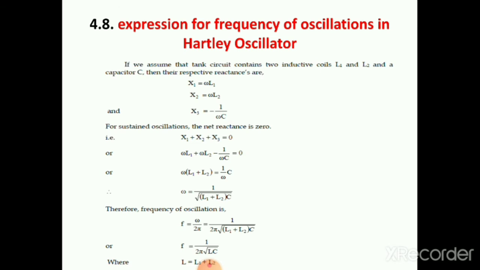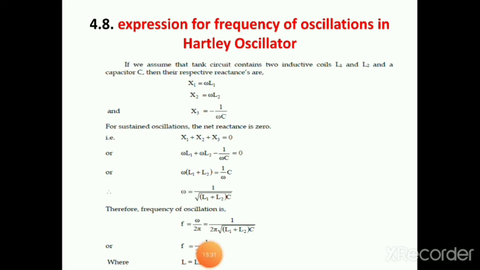The square will become a root on the right side. So omega is equal to 1 by root of L1 plus L2 into C. As we know, omega is equal to 2 pi f, so the frequency f is equal to omega by 2 pi. Here omega is the radian frequency. So f is equal to omega by 2 pi, which is 1 by 2 pi root of L1 plus L2 into C.